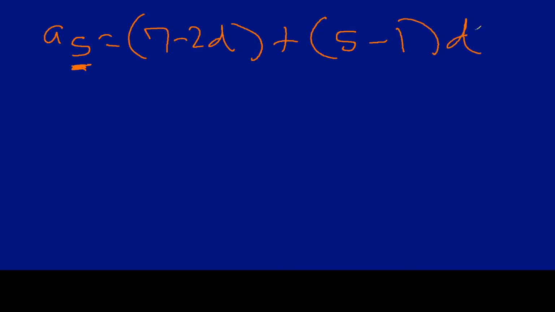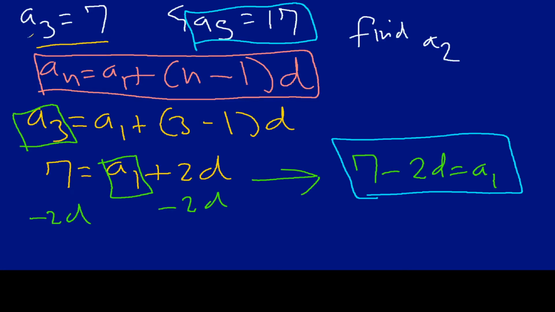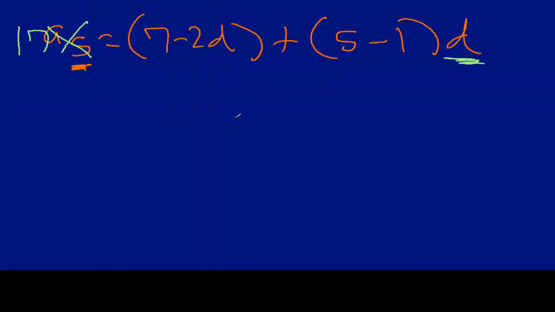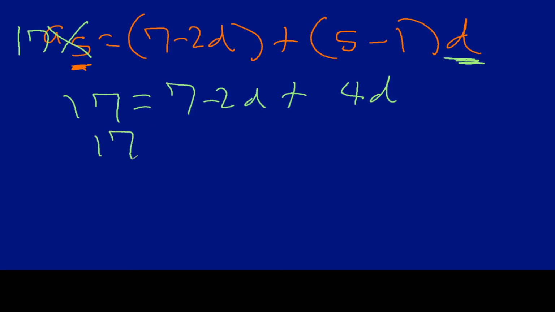Now our goal this time is to solve for d, because we already know what A5 is. So I'm going to cross this out and just put 17, because that was given to us on the previous slide. Alright, so we just do some basic mathematics. 5 minus 1 is 4, so this is going to be 4d plus 7 minus 2d equals 17. Negative 2d plus 4d are like terms, so that's positive 2d. And so now I have 17 equals 7 plus 2d.